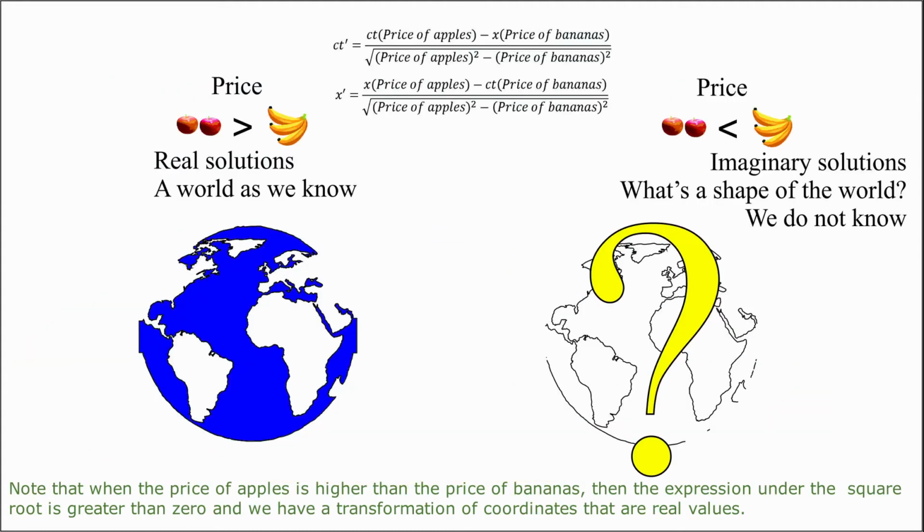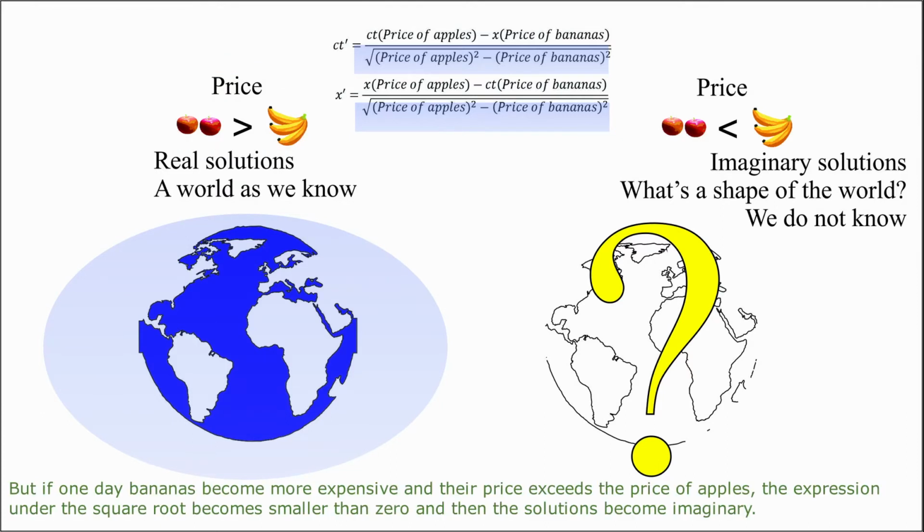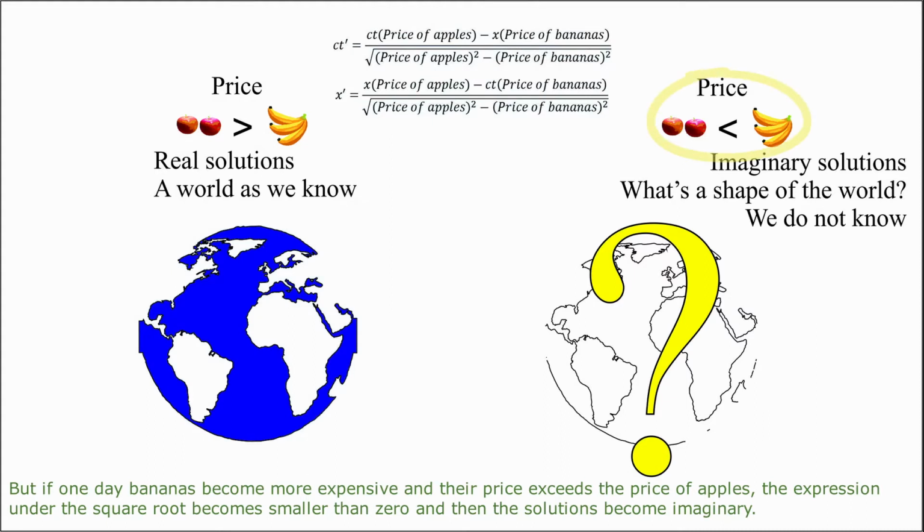Note that when the price of apples is higher than the price of bananas, then the expression under the square root is greater than 0, and we have a transformation of coordinates that are real values. But if one day bananas become more expensive and their price exceeds the price of apples, the expression under the square root becomes smaller than 0, and then the solutions become imaginary.